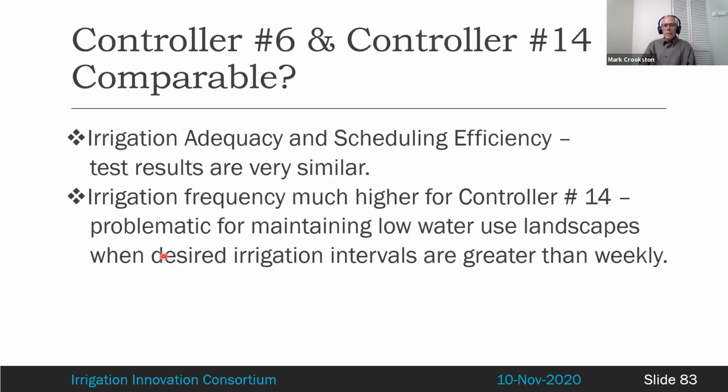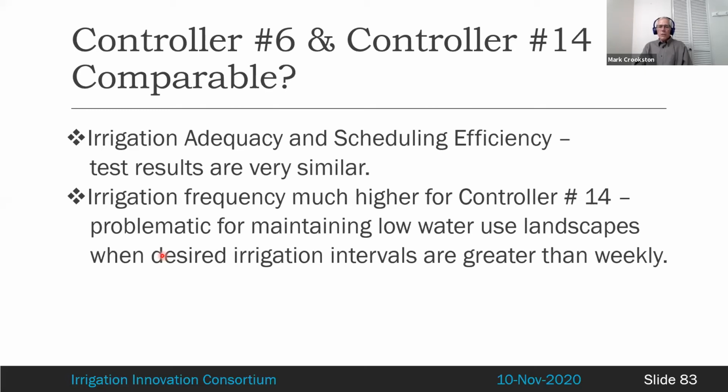Irrigation adequacy and scheduling efficiency. Controllers 6 and 14 had nearly identical high ratings for their average of those adequacy and efficiency. So if the owner or manager of the property is comfortable with Wi-Fi connectivity and with programming and monitoring with the app on a smart device, then the make and model of controller number 6 could be a good choice.